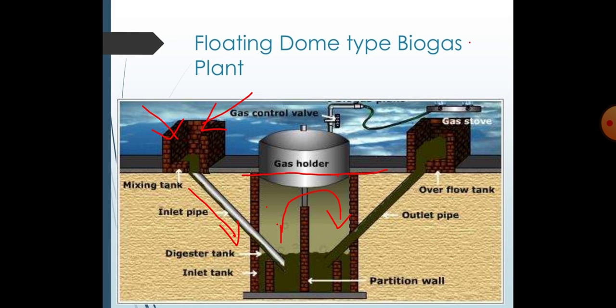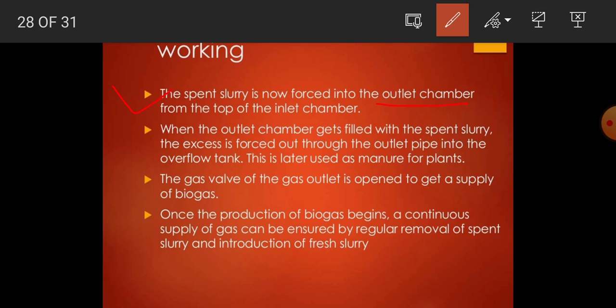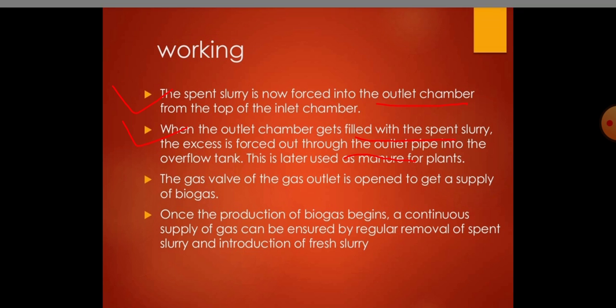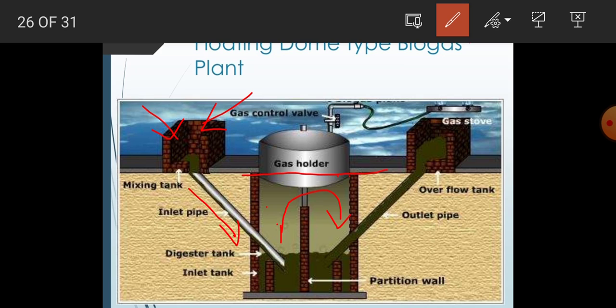Next, when the outlet chamber is filled with the spent slurry, the excess is forced out with the help of the outlet pipe.